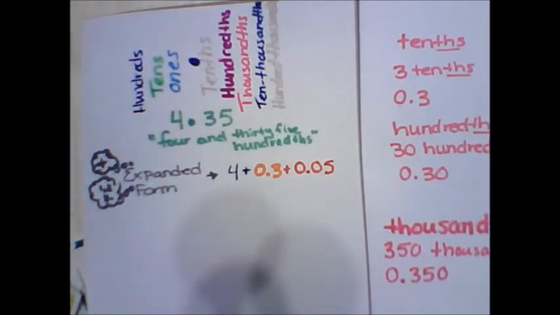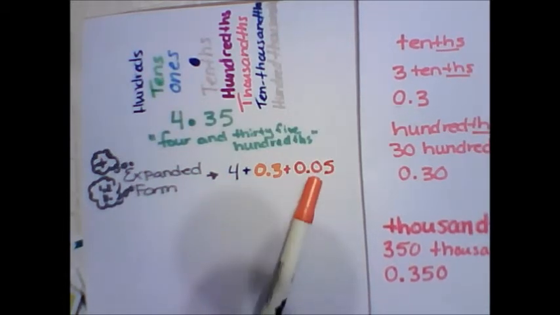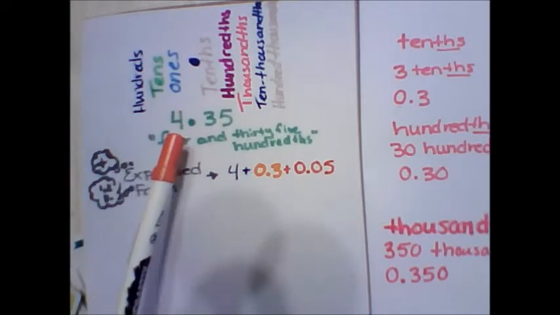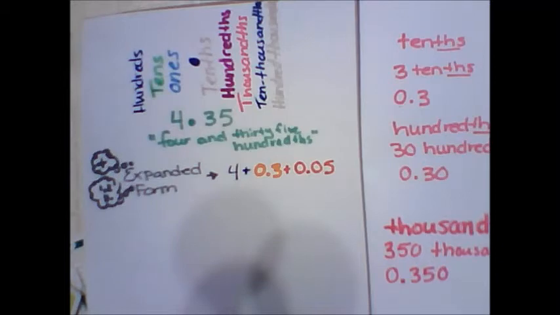If we were to add all of these up, 4 plus 3 tenths plus 5 hundredths, we would get our original number of 4.35. So a real-world example of this number, 4 and 35 hundredths, would be something like $4.35. And that's probably the cost of one bag of popcorn at the movie theater. I know, pretty expensive.